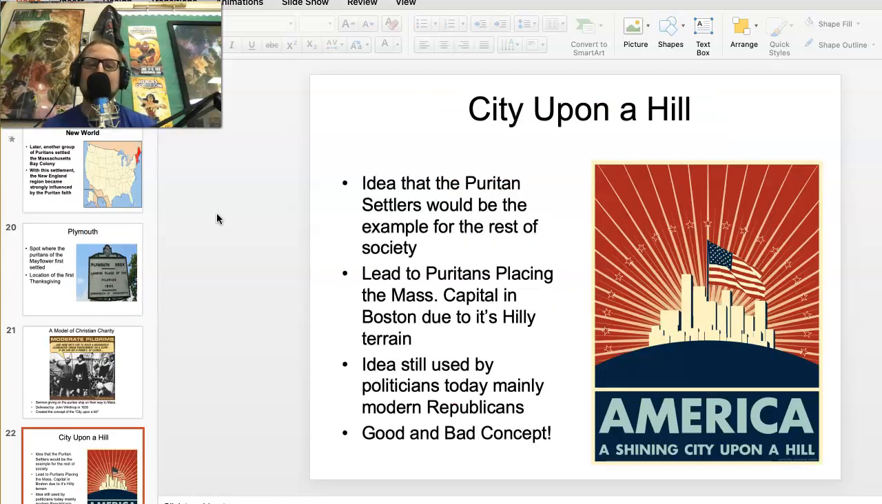As time passed and we go from the 13 colonies to the United States, city upon a hill became more a political thing, meaning that America should be a shining city upon a hill for the rest of the world. They should look to us for morality and leadership. Of course, that's debatable, especially during these times.